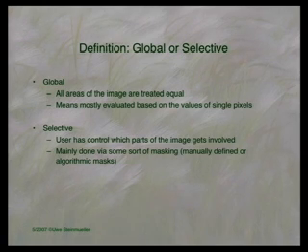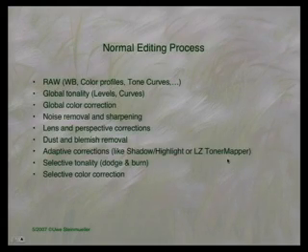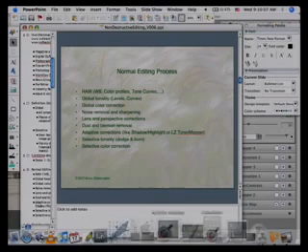Selective is just the opposite, which means you decide by certain means which areas of the image are corrected. And this is done in most cases by some sort of masking. How these masks are created, I will scratch a little bit. So let's start with a demonstration, because that's probably the easiest way.